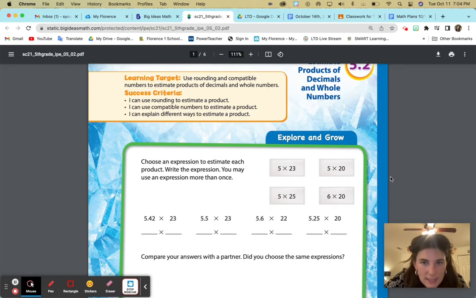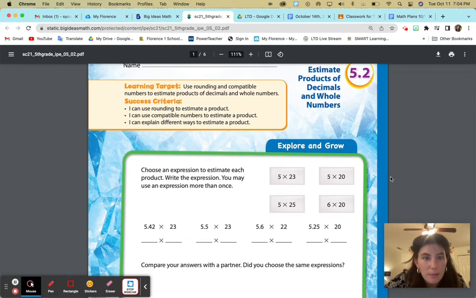Today, what we're going to be discussing is how to estimate the product. And remember, product means answer to a multiplication problem. How can we estimate those products of decimals and whole numbers? So let's start with our learning target. We see use rounding, which we know how to do, and compatible numbers to estimate products of decimals and whole numbers. So when it says products of decimal and whole numbers, what that really means is that we would multiply a decimal and a whole number together to get a product.